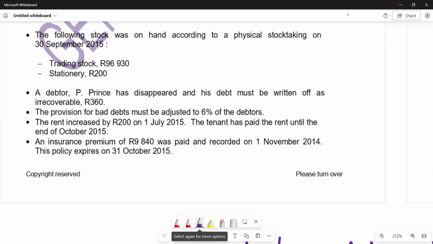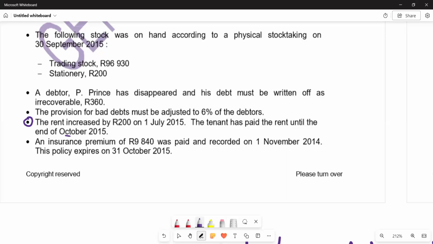If you come here at this point, you would see that that's where it mentions rent. So rent has an adjustment that we have to make before we enter it in the income statement. It reads: the rent increased by 200 rands on 1 July 2015. The tenant has paid the rent until the end of October 2015. Let's start with this one, saying the tenant has paid the rent until the end of October.